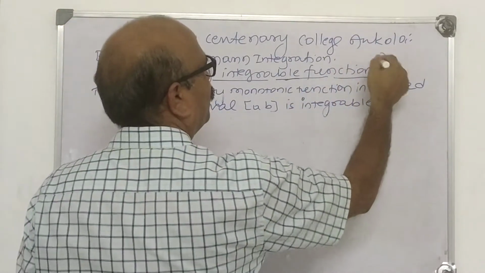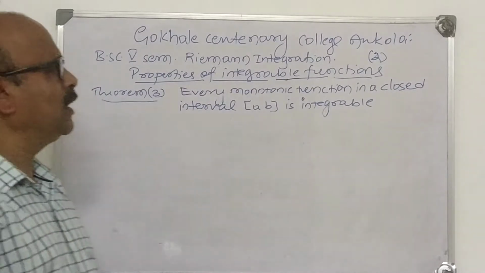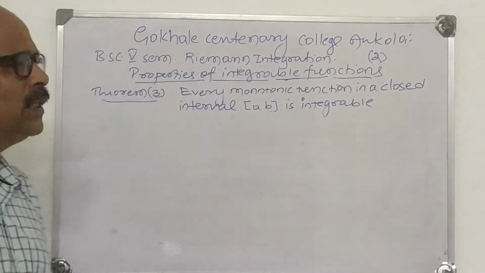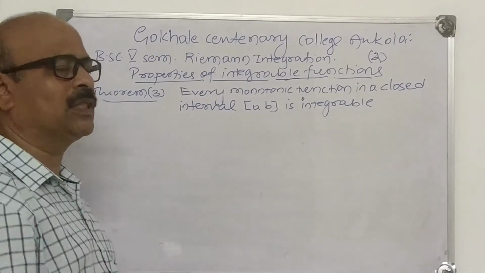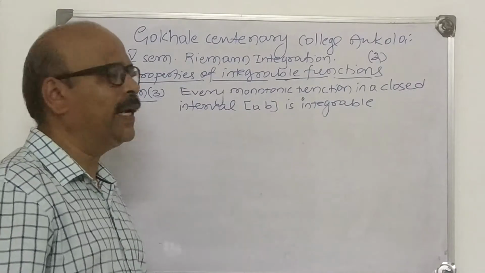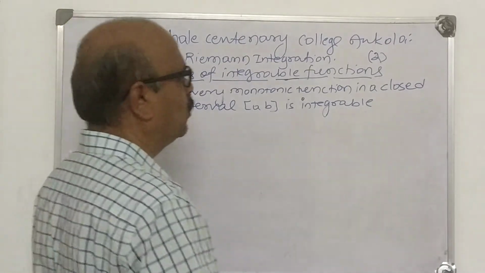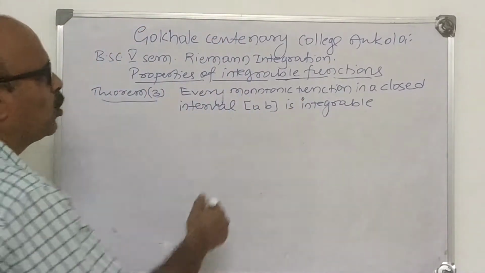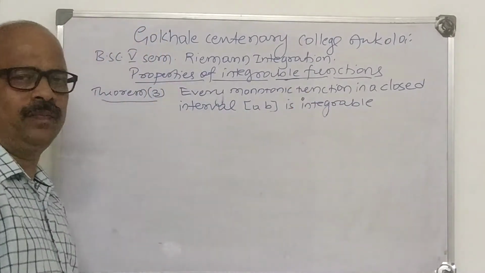The second theorem was like this. If a function is not continuous in the closed interval AB, but has only a finite number of points of discontinuity, then also it is integrable. Now, the third theorem is like this. Every monotonic function in a closed interval AB is integrable.